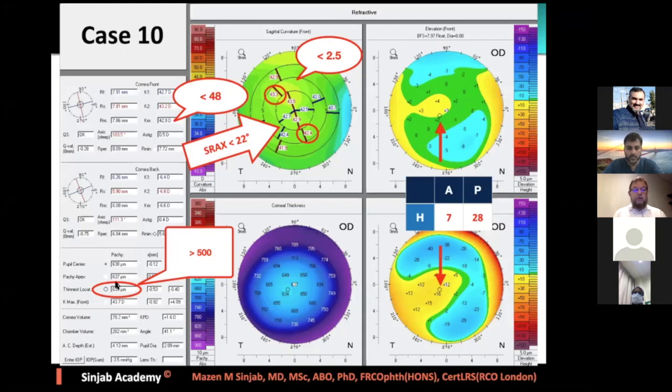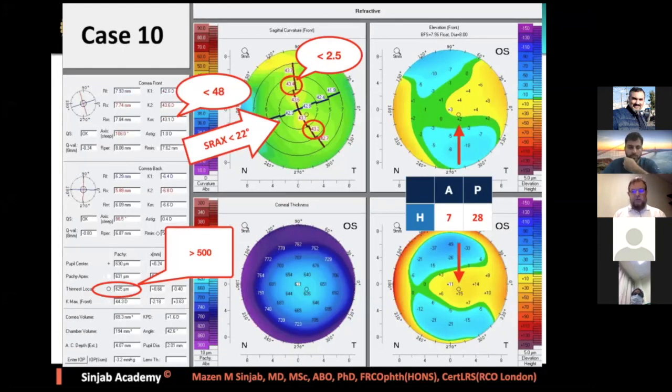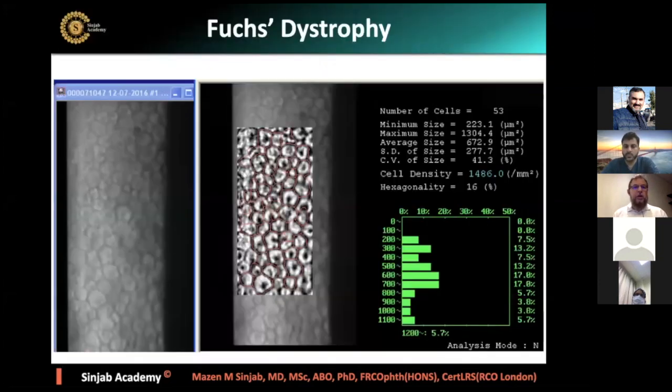Now the thinnest location is 633. Look at the thickness map. It's very thick, and this is the left eye. I presented this case because we did not pay attention that the patient has Fuchs dystrophy until we did the endothelial cell count. So sometimes you may miss the appearance of Fuchs dystrophy on the slit lamp. You have to suspect it from the very high thickness of the cornea, and we found it was Fuchs dystrophy.